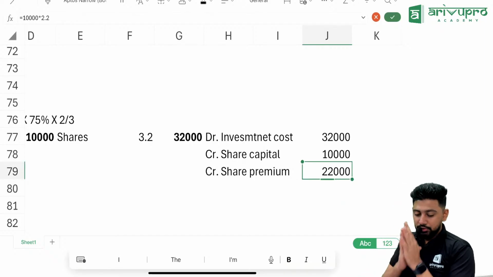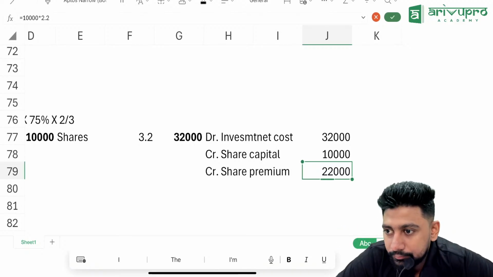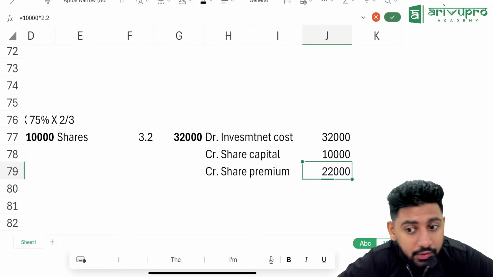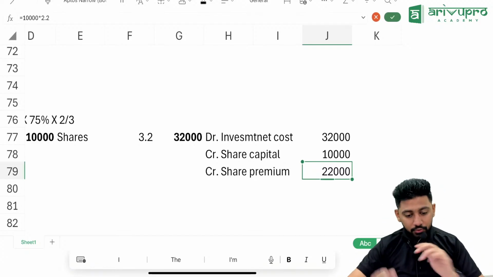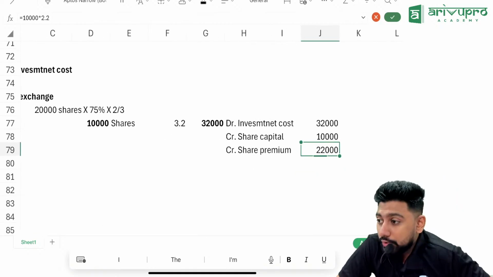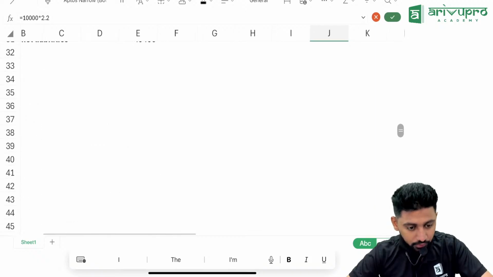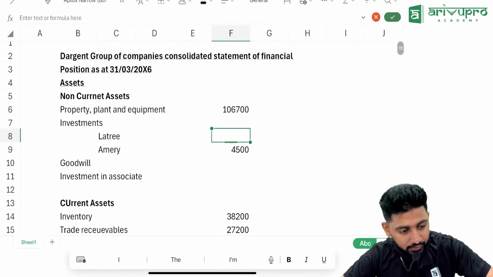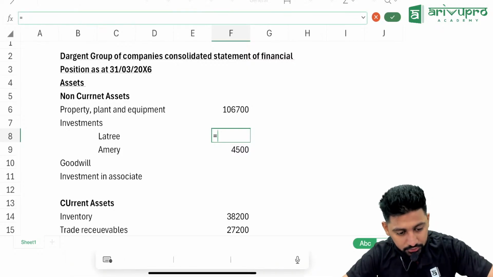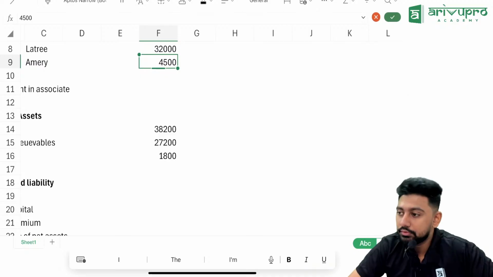That is your investment cost. That was straightforward. Are we clear? Everybody, are we clear? Super. So this has not been accounted, so I am going to go and account it. I'm going to go to the top. My investment cost, let me connect it, equals 32,000, correct?